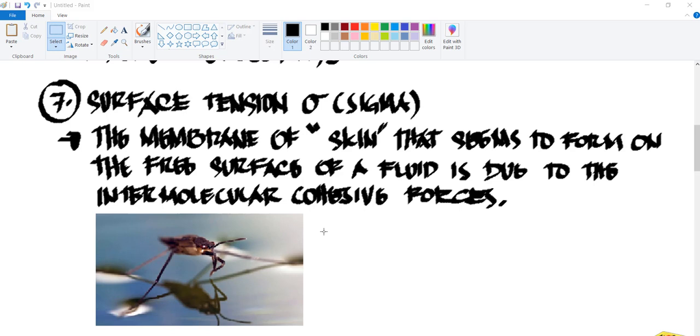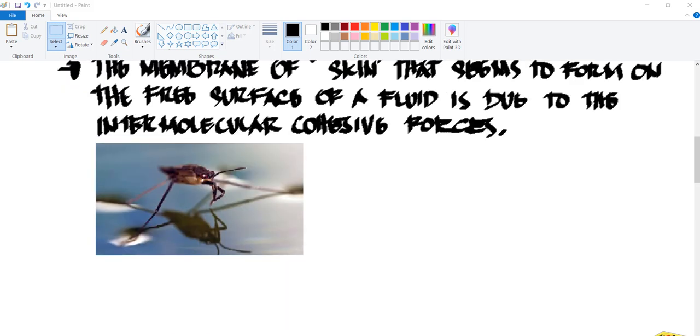Usually if you put a needle on an undisturbed surface of water, just make sure it is undisturbed. When it is disturbed, automatically it will sink. But once it is undisturbed, and you slowly put it on the surface of water, it actually floats. You can try that at home. So that defines the surface tension.